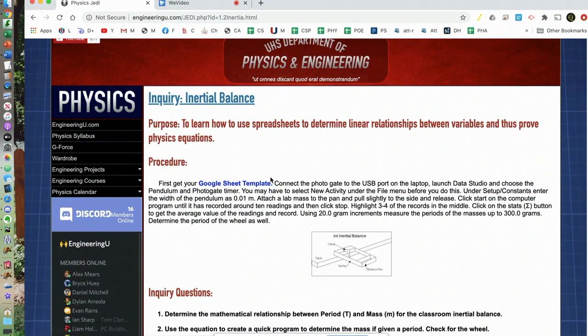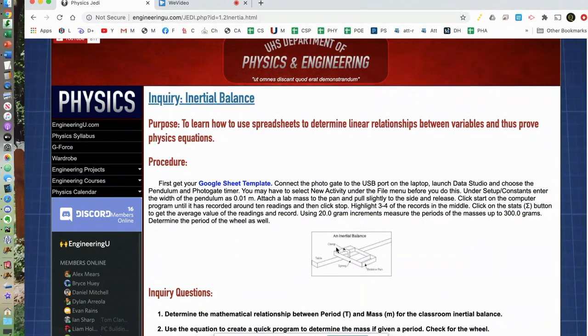Inertial balance is basically a tray that's on a spring, and I can pull it back and then let it oscillate back and forth. And I can put different masses on there and measure the period of oscillation. So the period is how long it takes for the pan to go back and forth once. It's a period of time in seconds. And the more mass you put on there, the period will change.